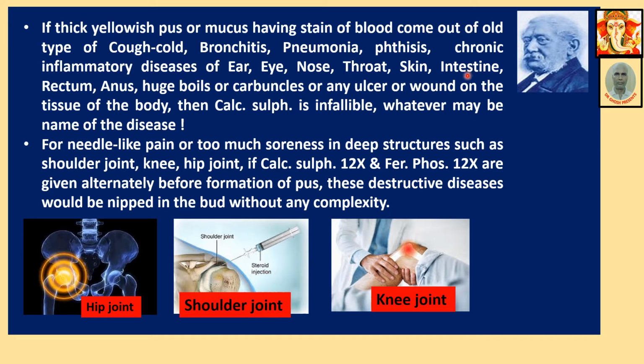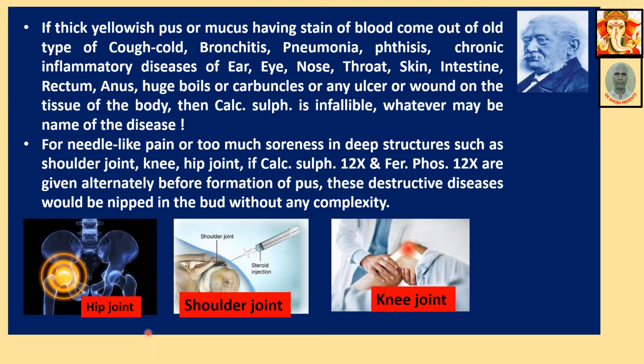But in case of Crohn's disease or ulcerative colitis, since these are autoimmune diseases, in these cases also we need homeopathic medicines along with this tissue salt. Then total cure is possible. For needle-like pain or too much soreness in deep structures such as shoulder joint, knee joint, hip joint, if Calcarea Sulph 12x and Ferrum Phos 12x are given alternately before formation of pus, these destructive diseases would be nipped in the bud without any complexity.